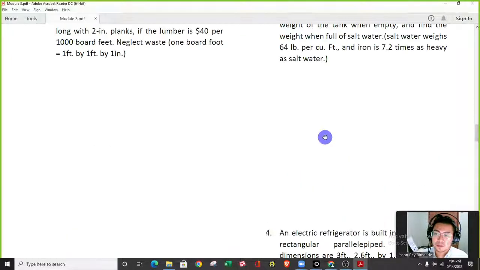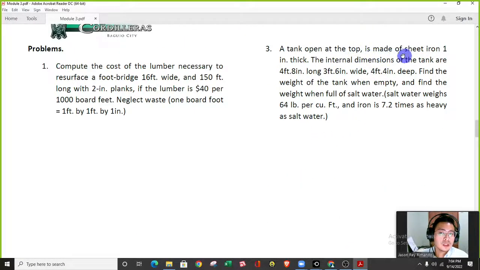Next, number 3. A tank open at the top is made of sheet iron 1 inch thick. The internal dimensions of the tank are 4 feet 8 inch long, 3 feet 6 inch wide, 4 feet 4 inch deep. Find the weight of the tank when empty and find the weight when full of salt water. Salt water weighs 64 pounds per cubic feet and iron is 7.2 times as heavy as salt water.